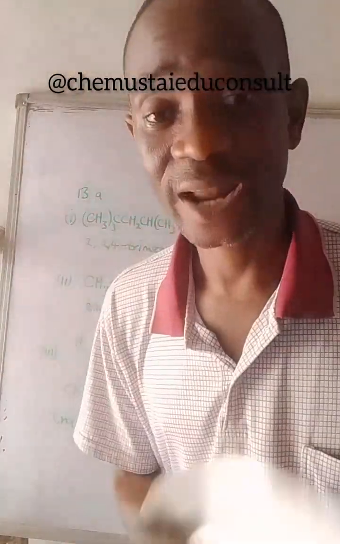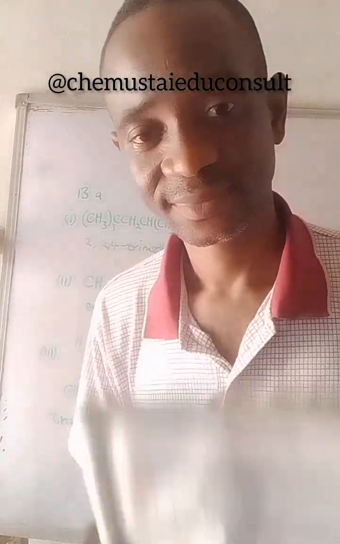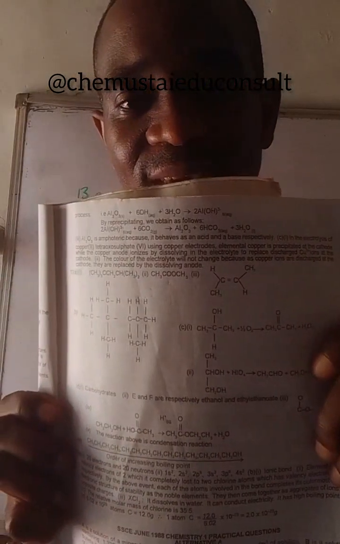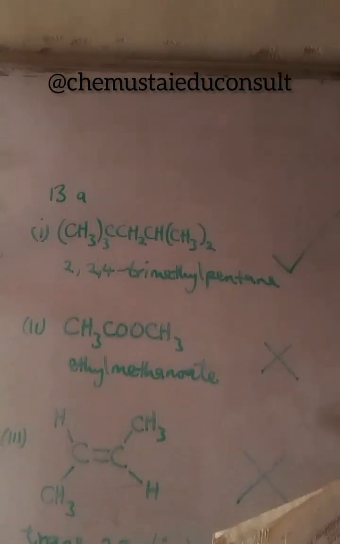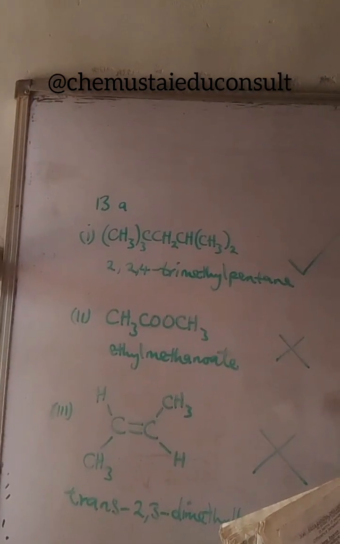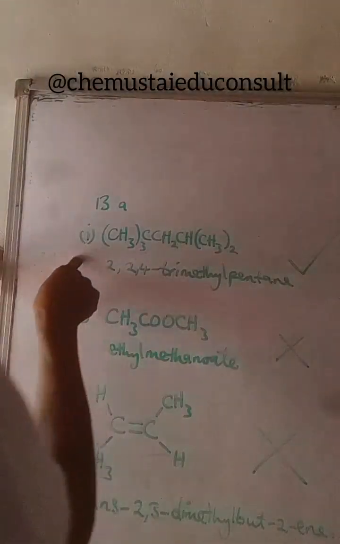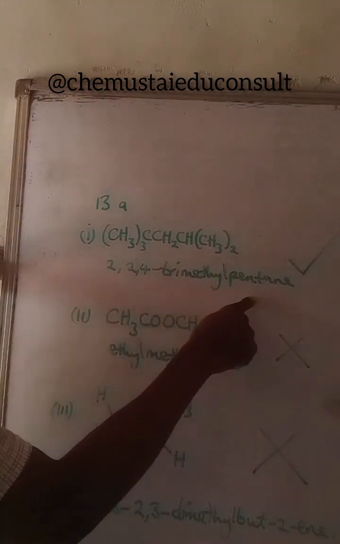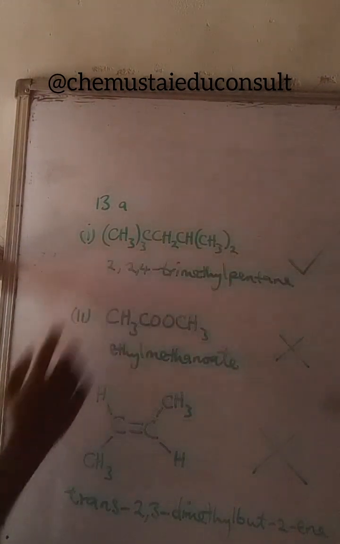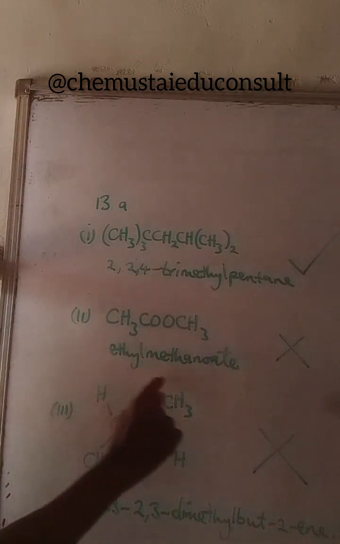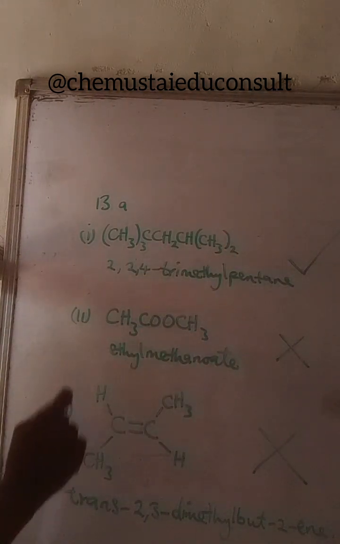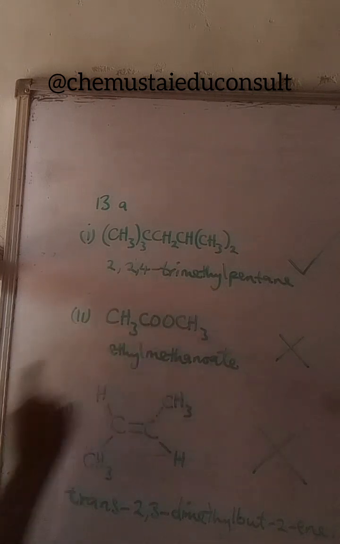Now, on answering it, there was an error. In fact, this is what they answered. This is what I saw. Yeah, the I part, 2,2,4-trimethylpentane, is correct. They solved it correctly, but II and III are incorrect. This is not ethylmethanoate. It is actually methyl ethanoate.